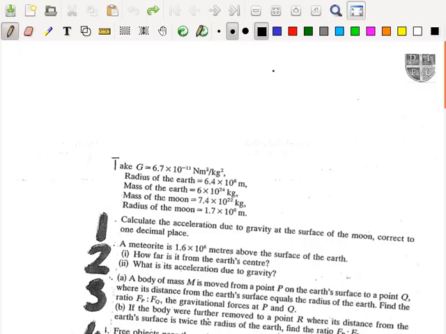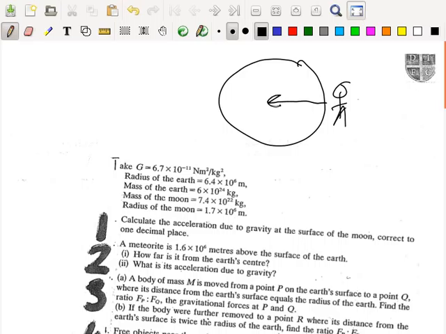Let's just do him on the Earth now. So what's the distance here? If he's on the Earth, what's the distance? It'll be this one here, the radius of the Earth. So let's calculate. F equals G, what's G? That's 6.7 times 10 to the minus 11, and the unit is Newton meter squared per kilogram squared.